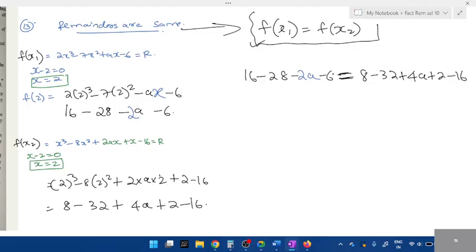Your remainders are not given and they mention the word remainders are equal. If remainders are equal, then the first equation will be equal to the second equation.